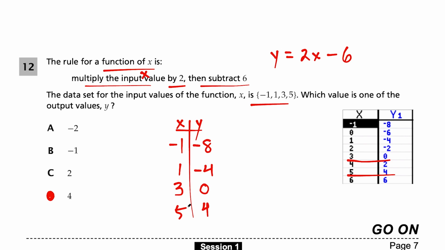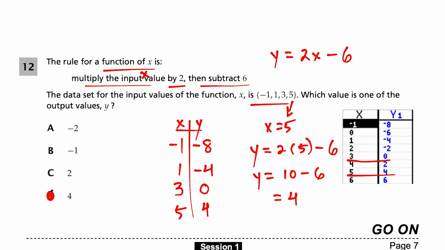Now, just know that you could do this by hand. Like, let's say here you wanted to take x equals 5 and plug it into the equation. You would have y equals 2 times 5 and then minus 6. And that would give you y equals 10 minus 6, and 10 minus 6 is 4. And you see that would be one of our output values. So choice D is definitely correct.